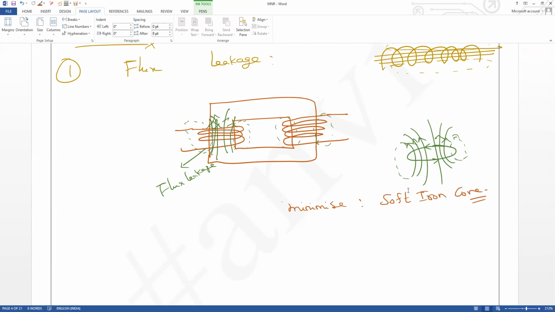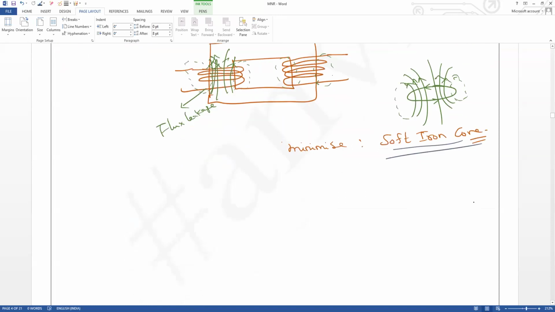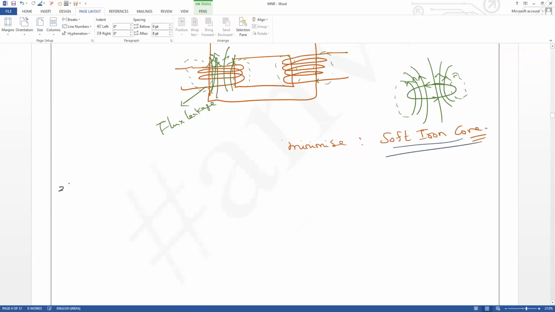So why are we placing a soft iron core inside the solenoid? To increase the magnetic flux. Inside or outside? Magnetic field inside or outside? Inside. Understood? So the flux leakage loss will be minimum when I am using a soft iron core. That is the reason we use a soft iron core. Is it okay, guys? All of you understand? That is the first reason.